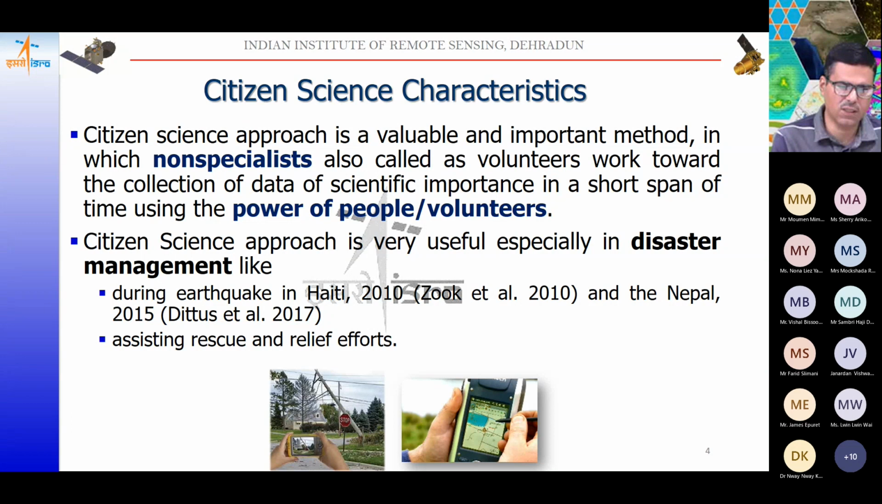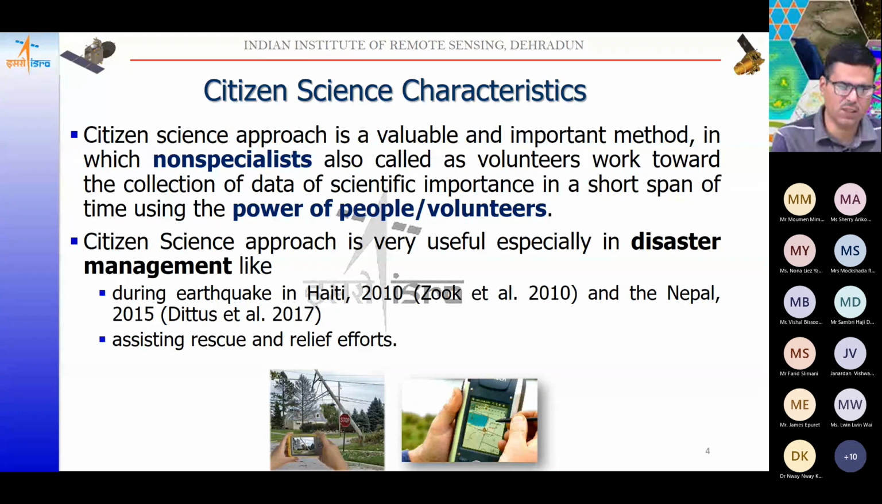Whereas if you use the power of volunteers or people on the ground, such data sets could be collected in a very fast manner, and they will also have a say on the project wherein they work as volunteers assisting in various phases of the project. This citizen science is very, very useful. When you look into the literature, you'll come across various use cases.